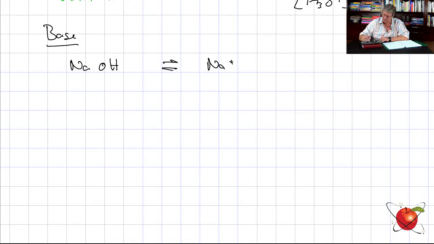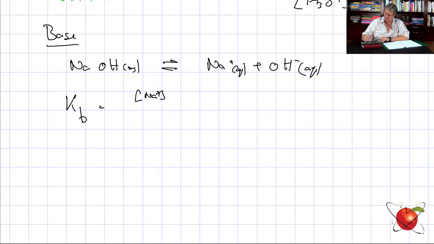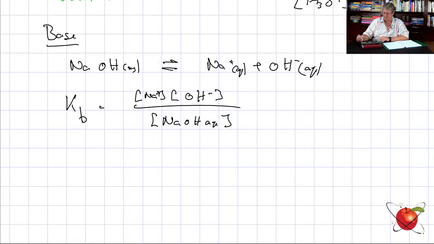What if we look at a base? Let us look at a base as an example, and I'm taking NaOH. I'm omitting the water because it's not really relevant. I'm just doing it ionically because it's easier to grasp. Therefore, Kb is equal to Na plus aqueous times OH minus over NaOH aqueous. Once again, the water gets left out. That is Kb.